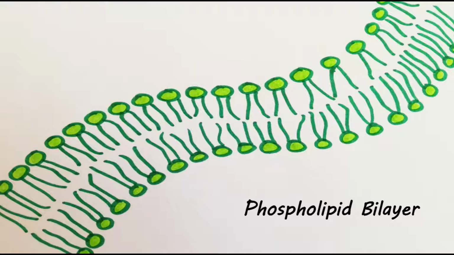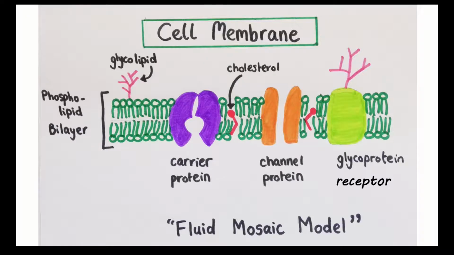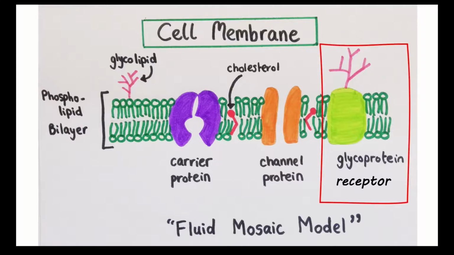Only small, uncharged and non-polar molecules, like oxygen and carbon dioxide, can pass through it. Embedded in this phospholipid bilayer are many proteins. Some act as receptors. They have a particular shape so that certain hormones or other chemicals can bind to them and trigger a change in the cell.